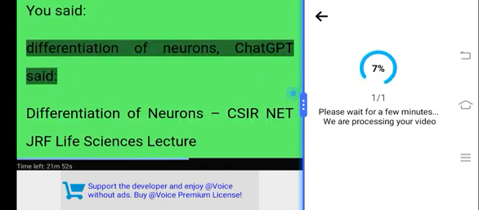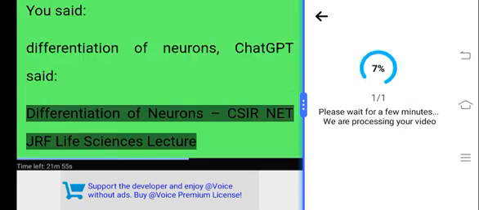Differentiation of neurons. Differentiation of neurons. CSIR NET JRF Life Sciences lecture.